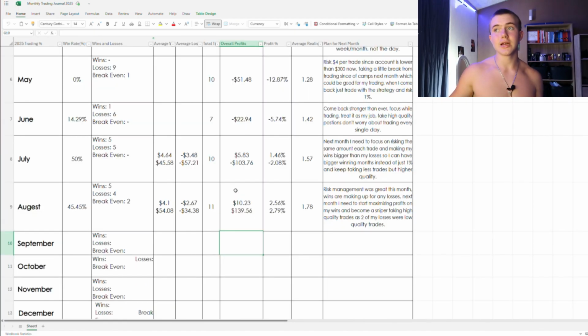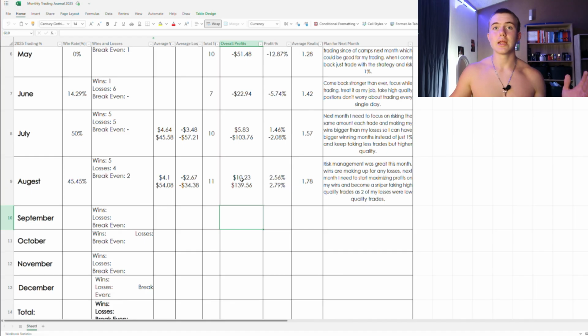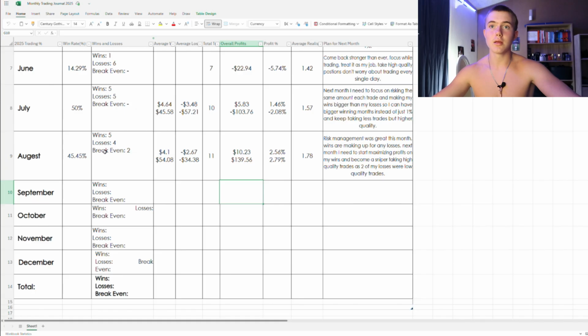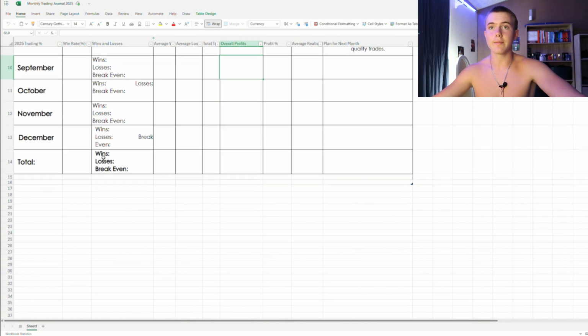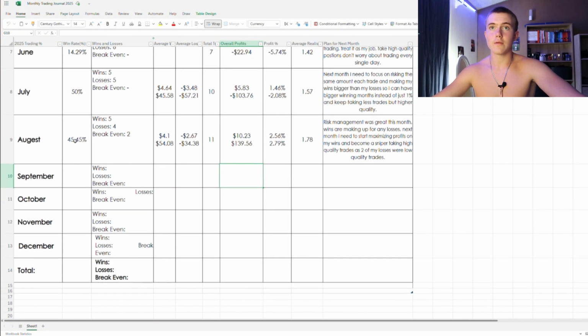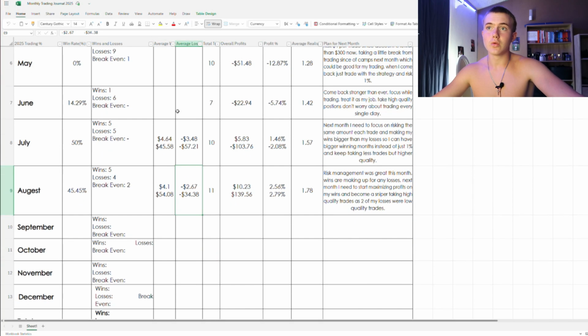Next, the monthly trading journal. This is a pretty important one as well. So it's basically the same as the weekly. And yeah, we have the month, and at the bottom I'll do the total, so the yearly. We have win rate percentage, so 50%, 45.45. Average win, you can see I only just started doing this.